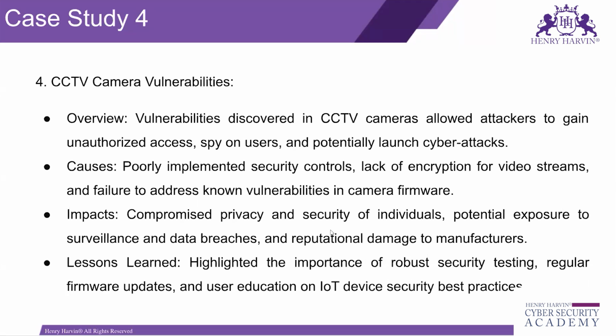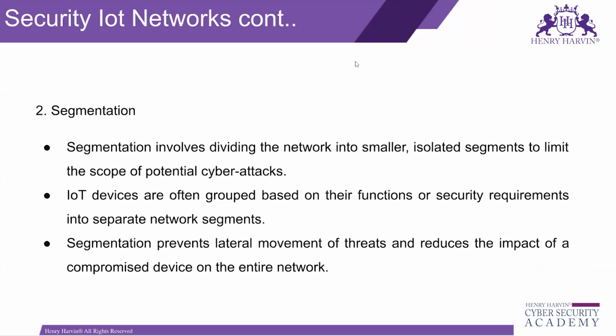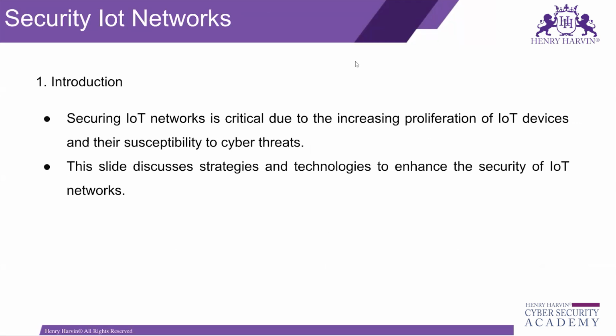CCTV camera vulnerabilities. Now a CCTV camera also has an IP address, so hackers can get access to these computers anytime. So we can see the causes. Now how can we give security in this network? The first thing is IoT devices. Securing IoT devices, increasing proliferation.